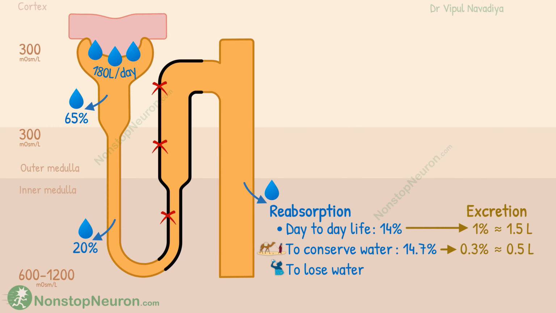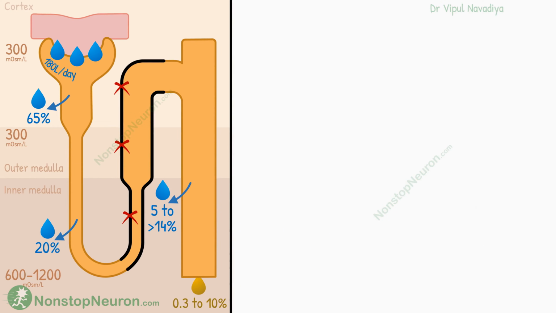On the other hand, if there is excess water in the body, the reabsorption would be less. And in such cases, it can get as low as 5%. So up to 10% of filtered water, or 20 liters, can be excreted. Thus, water excretion varies widely, depending on the body's needs. Now let's see the mechanisms of reabsorption at each of these segments.